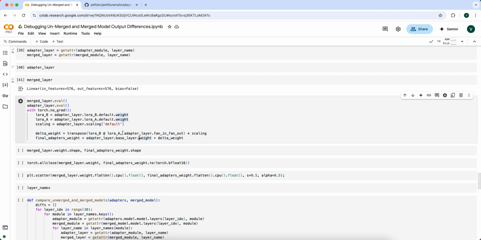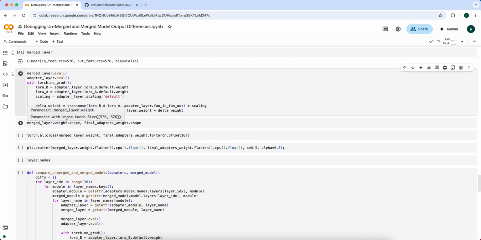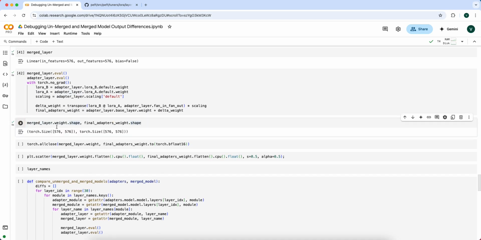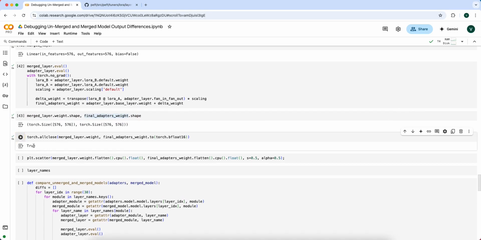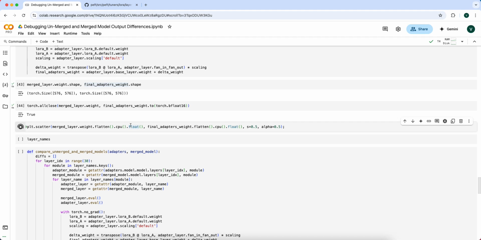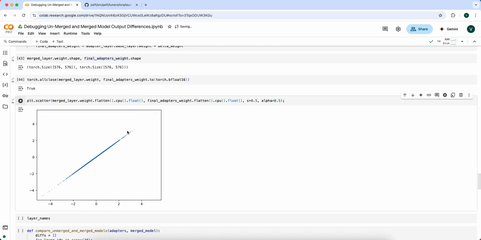So I'm manually merging so I can see if there's something, my hypothesis was that maybe there's something happening in this manual merge that's causing the weight difference. And maybe that weight difference is causing the output difference between the unmerged and merged models. So we have our merged layer weights and now my manually merged final adapter weights. But in this case, no, they're actually the same. So it was not an issue of the merging operations causing this deviation.